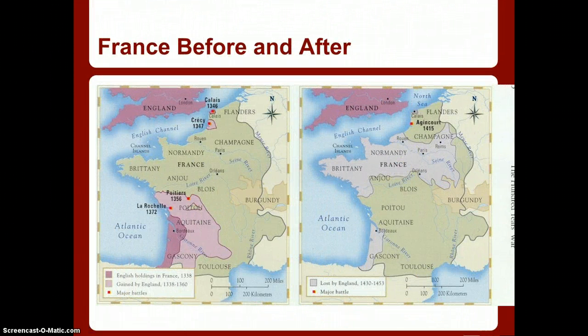Now let's take a look at France before and after the war. Again, once you listen to this, feel free to pause it and really examine the differences between France before and after. In this map now, English holdings are going to be in purple, and you can see they have a small hold here on the French coast. And during the 100 Years' War, you see a further expansion by the English in this region of the world.